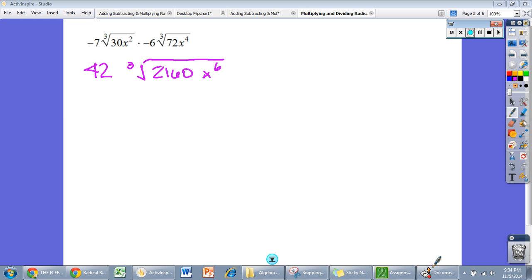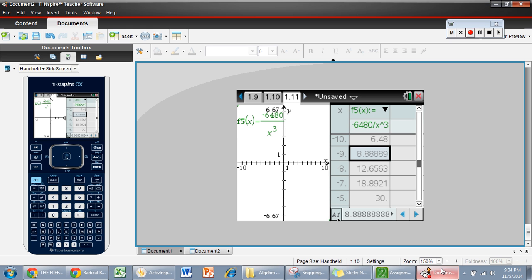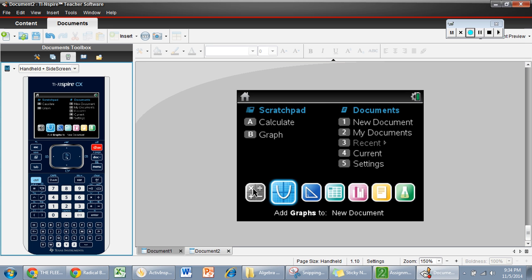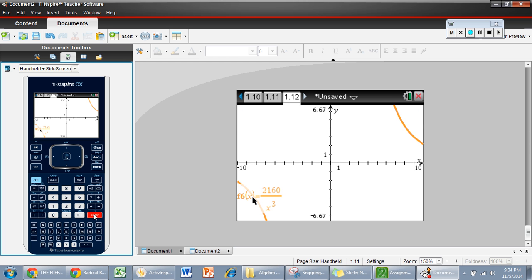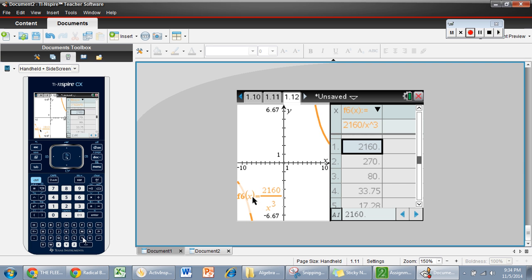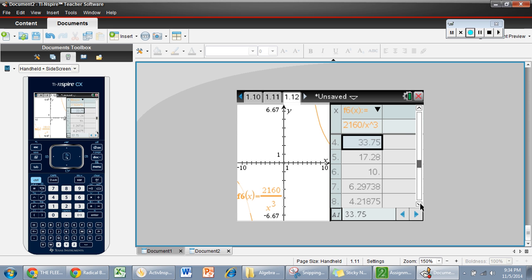So let's go over to our TI Inspire and put the cube root of 2,160 in there, divided by, it's a cube root, so the opposite would be x to the third power. Control T. This time we have a positive number, so we don't have to worry about it. And we're going to go down and we're going to look for where the decimal begins with a 0, and here it is. Scroll back to see where I find the first occurrence of a whole number, and here we go. 6 on the outside, cube root of 10.